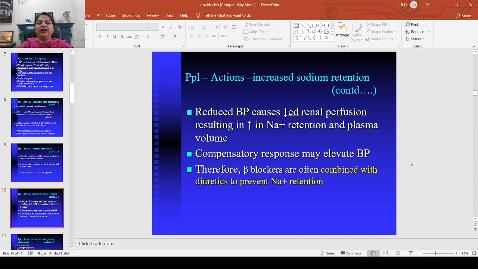Propranolol tends to increase sodium retention. This is caused by the reduced blood pressure. It causes decreased renal perfusion, which results in an increase in sodium retention, and plasma volume is also increased. This is the compensatory response. It may elevate the blood pressure. Therefore, beta blockers are often combined with diuretics to prevent sodium retention, especially when used for hypertension.